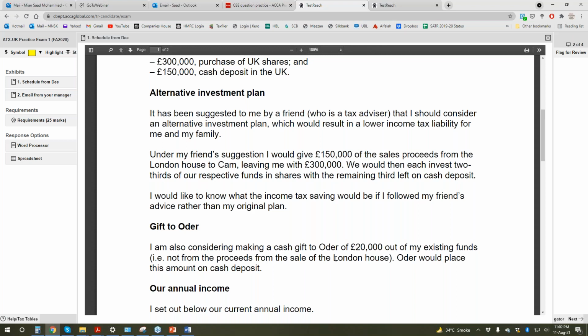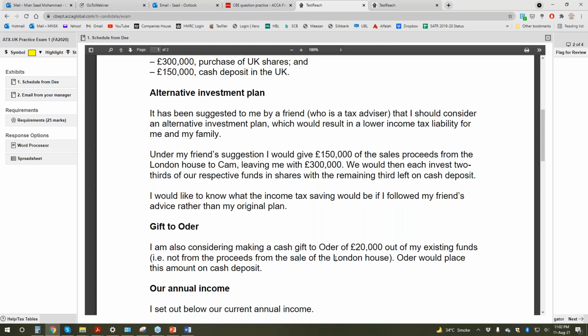I would like to know what income tax savings there would be if I followed my friend's advice rather than my original plan. Okay, so I have to calculate the tax savings.